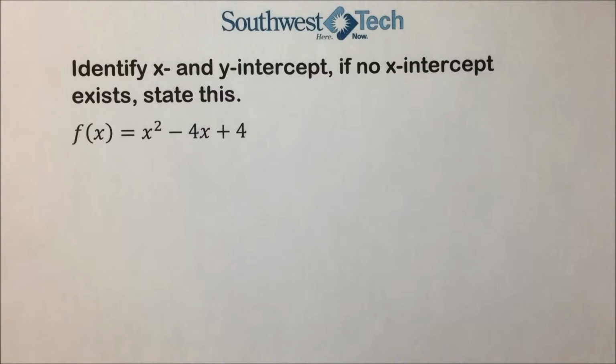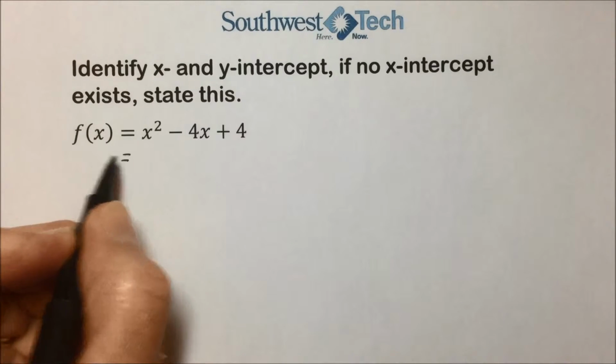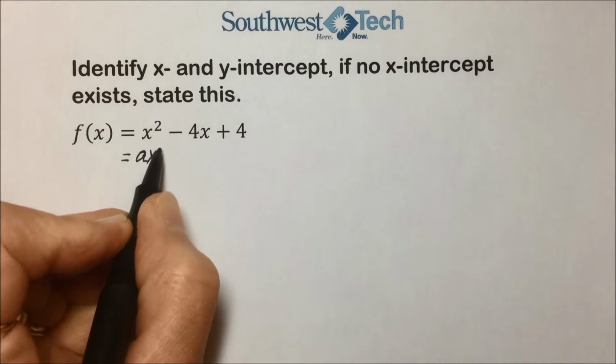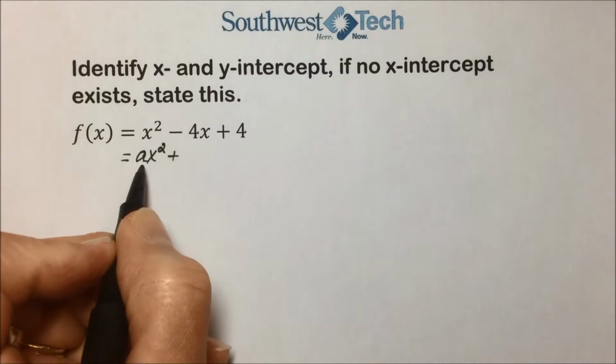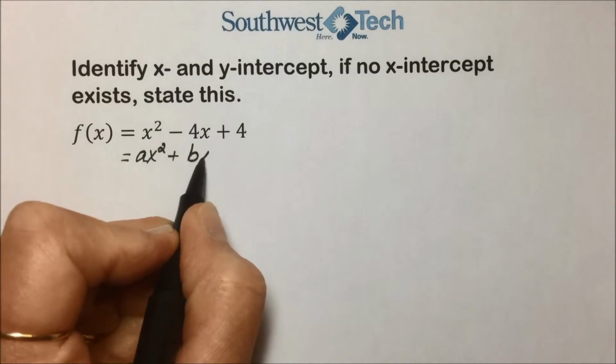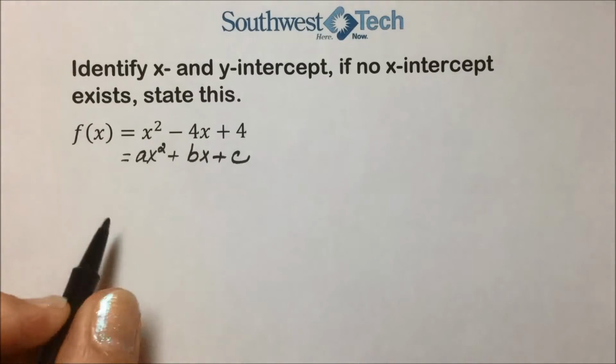Section 8.7, more about graphing quadratic functions, and in this video we'll take a look at finding the x and y intercepts of a quadratic function. In this example we're given f of x is equal to x squared minus 4x plus 4, and for us to find the x and y intercepts, let's identify what the coefficients of the terms are for the quadratic function ax squared plus bx plus c.